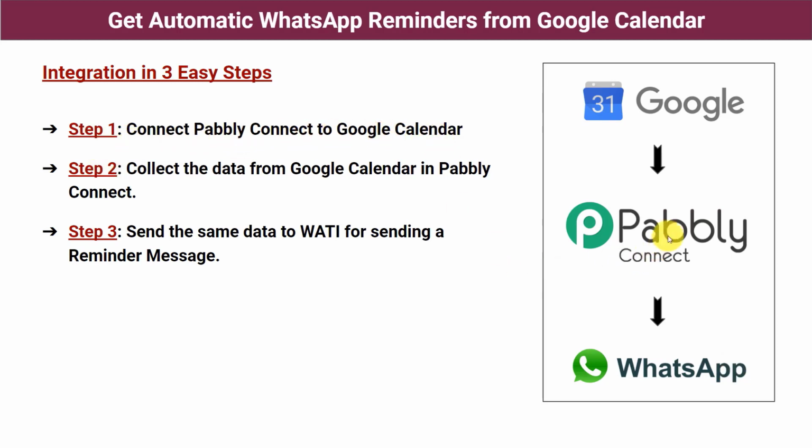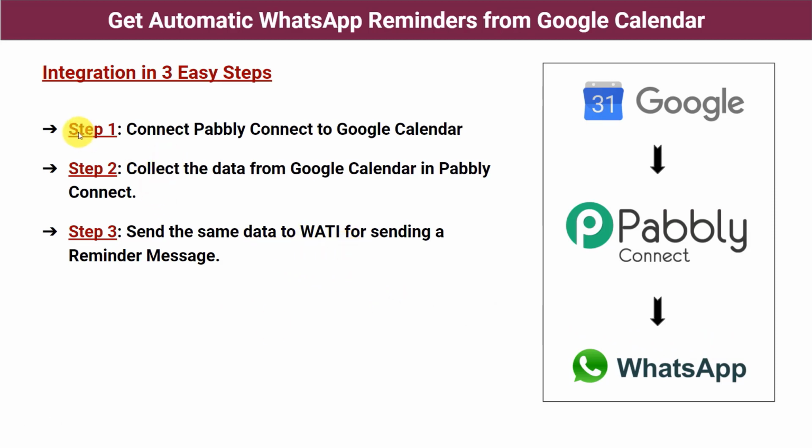First of all, we are going to open Pabbly Connect and connect our Google Calendar. Step 2 is collect the data from Google Calendar in Pabbly Connect. So in the second step, we'll bring the data from our Google Calendar to Pabbly Connect. Then step 3 is send the same data to Vati for sending a reminder message. In the last step, we are going to send the collected data from Pabbly Connect to WhatsApp as a new message. To do that, we are going to use another application called Vati. I'll tell you what Vati is later on in this video.